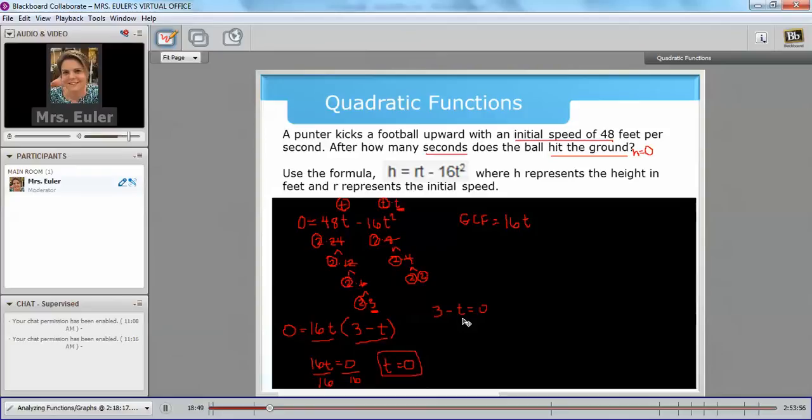Over here, I'm going to add the t to the other side to make it positive, which gives me 3 equals t. And that is the answer as well.